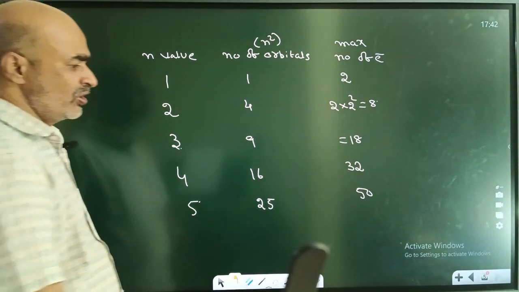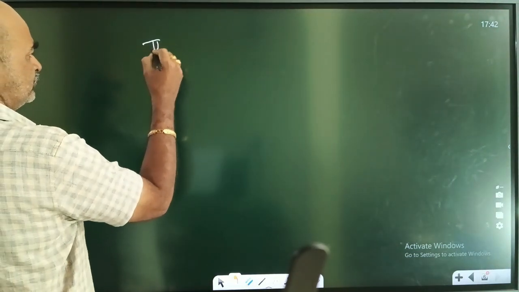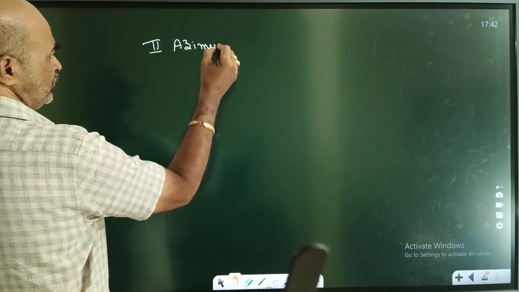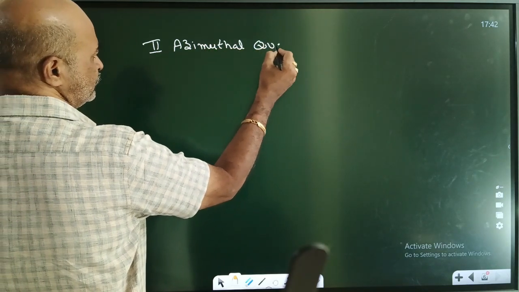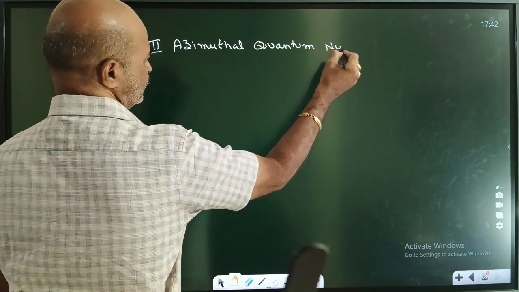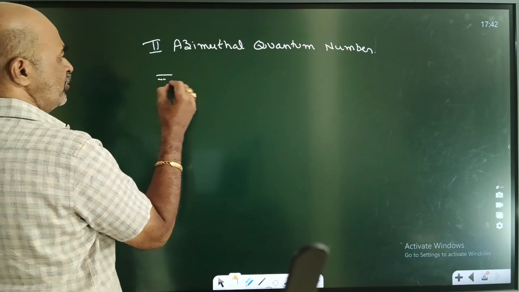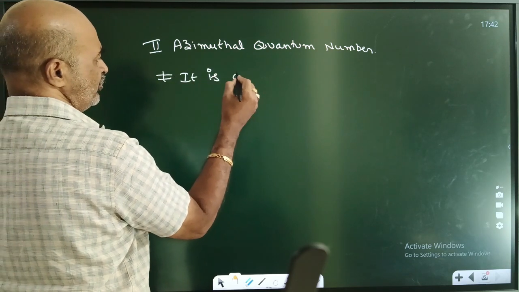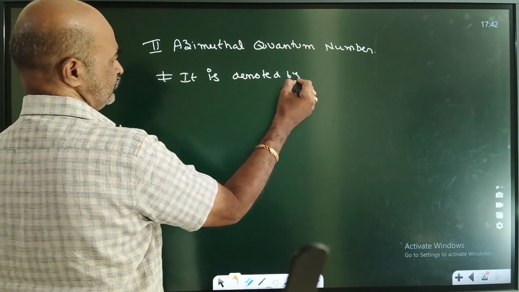Next, the second one, azimuthal quantum number. It is denoted by l.